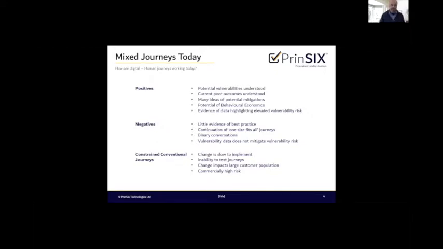And there are constraints today, which is change is slow to implement, so it's hard to test. And you can only change things one at a time because you can't do multiple journeys. So you have a sequential test process. And so changes impact large populations. And so the reality is they're commercially high risk for firms. And so firms are naturally disincentivized from doing a lot of innovation in this area because they worry about the large population who aren't vulnerable being affected by finding the small population that are.